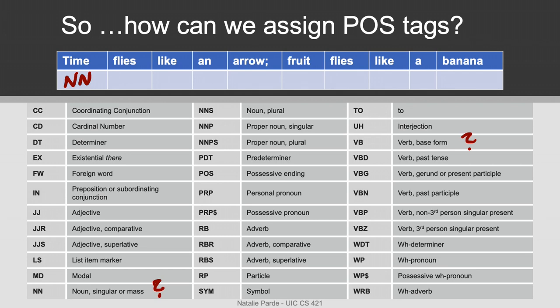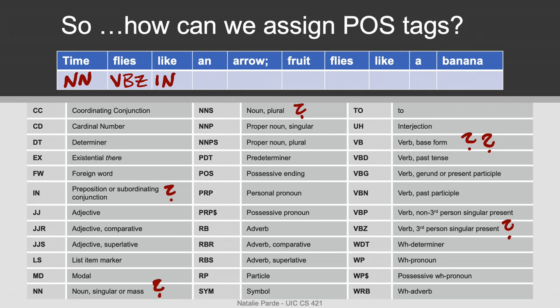Next, we'll move on to the word flies. Again, this could fill 2 different grammatical roles. It could be a plural noun, or it could be a third-person verb. Considering that the last word was a noun, we'll decide that this is a verb. Next, we'll move on to the word like. This could be either a subordinating conjunction or maybe some sort of verb, to like, as a base form. Given the context, we see that it's a subordinating conjunction.